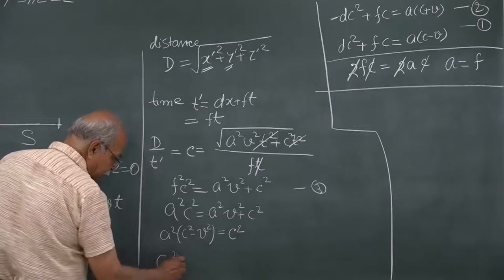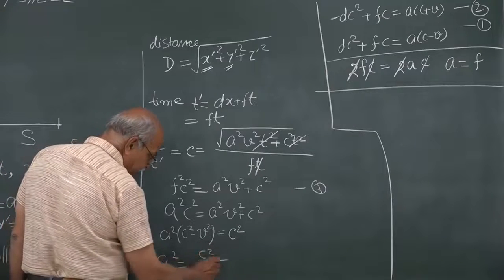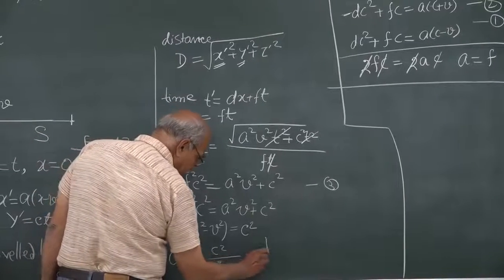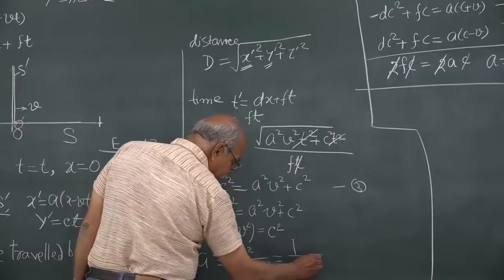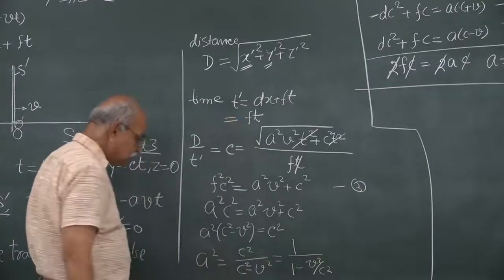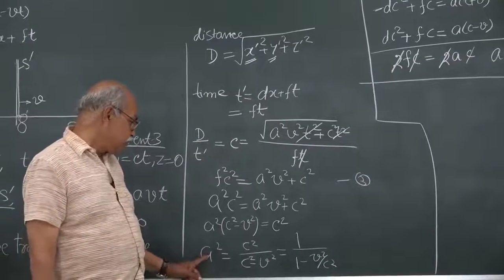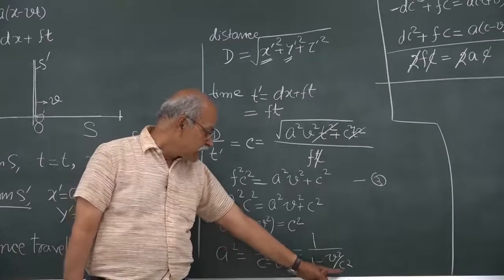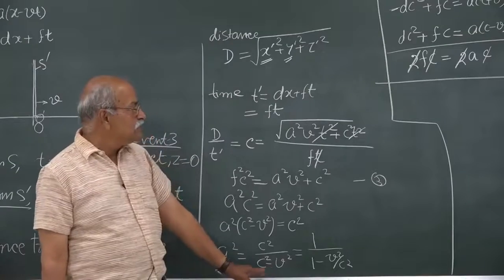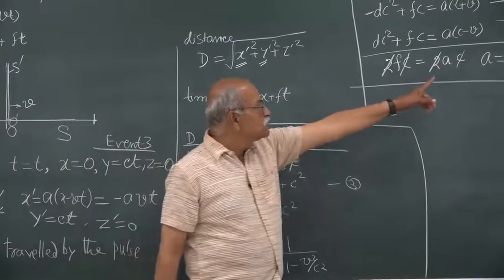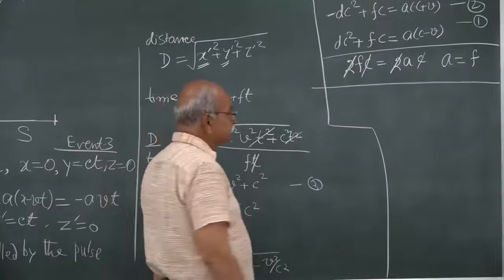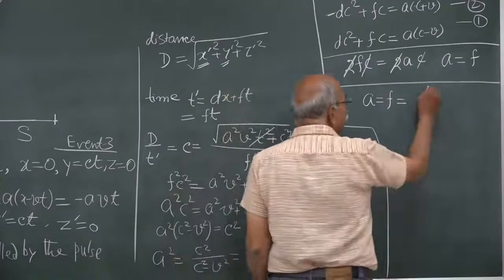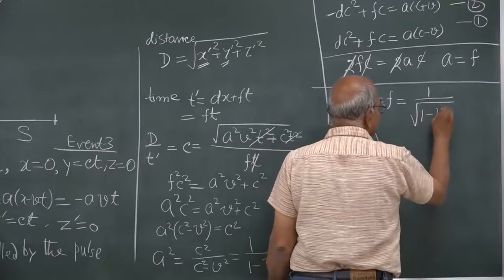So, A square is equal to C square divided by C square minus V square, and that is 1 divided by 1 minus V square by C square. So, it tells me A is equal to square root of 1 by 1 minus V square by C square, and that same is the expression for F also, because A is equal to F. So, I get A same as F, and that is 1 by square root of 1 minus V square by C square.